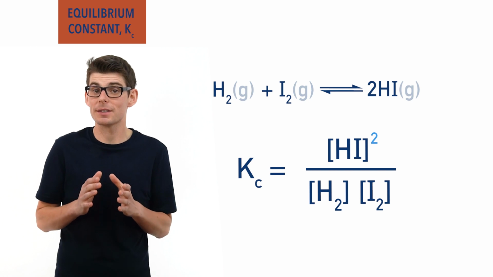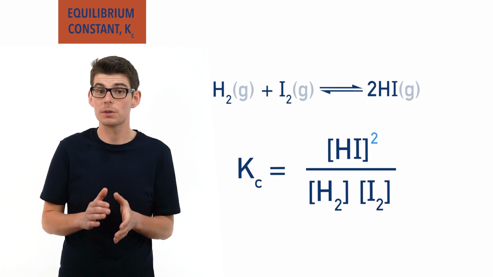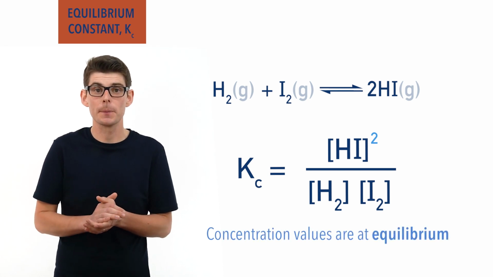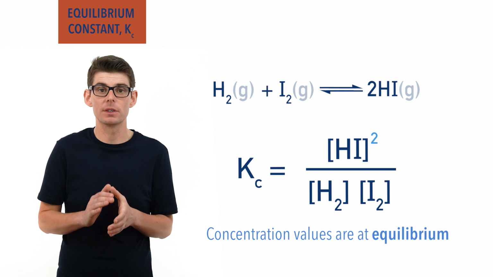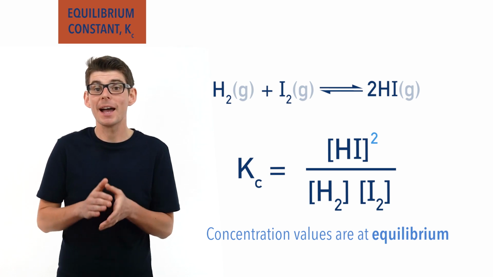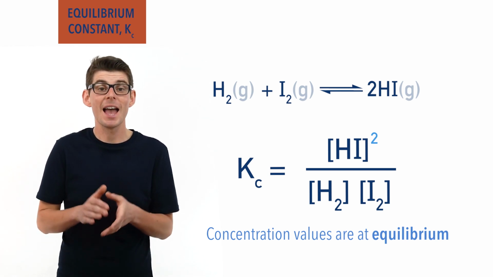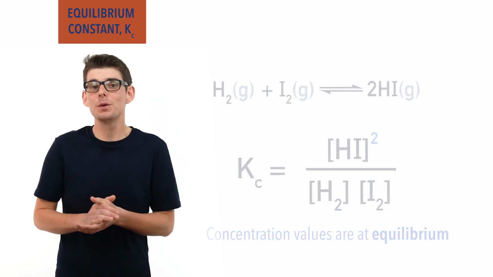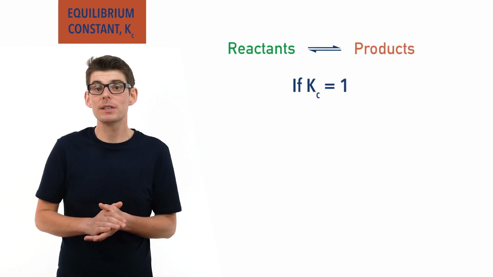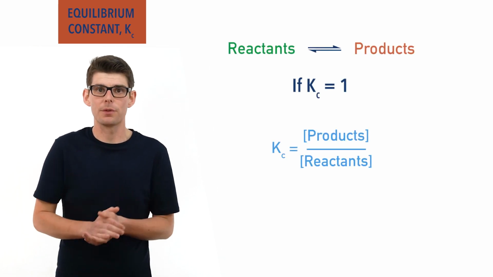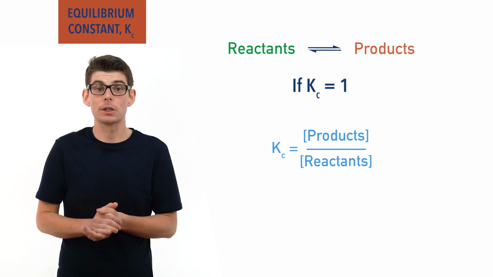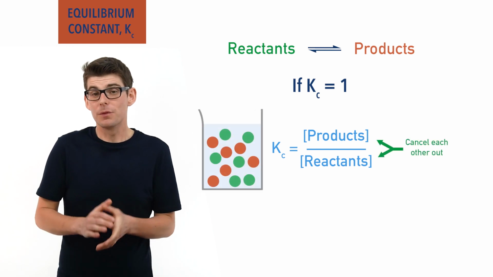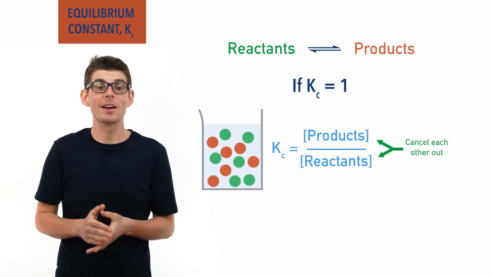Really important to understand that the concentrations being used in the expression are the concentrations of everything at equilibrium. It's like taking a snapshot of the system whilst it's at equilibrium and using the concentrations of everything at this moment in the Kc expression. If the value calculated is 1, this means the product concentrations, top of the fraction, are balanced with the reactant concentrations, bottom of the fraction. They cancel each other out. The position of equilibrium is said to lie in the middle.